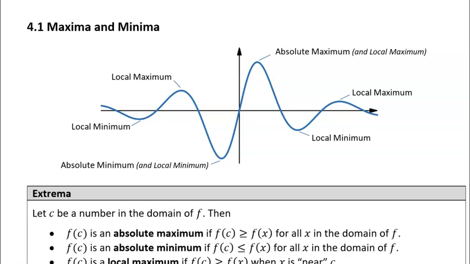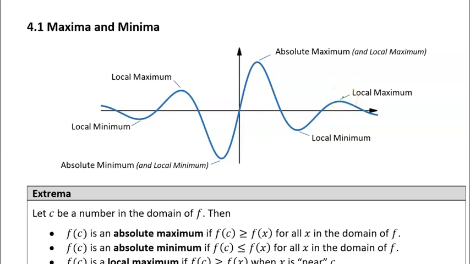Now, maxima and minima, those are just Latin pluralizations for maximum and minimum. And the points where the value of the function is largest or smallest are referred to as extrema. Those are just the extremes of the function. And there are a couple different kinds of extrema. There are absolute extrema, and there are also local extrema. Okay, so let's take a look at this graph shown here.